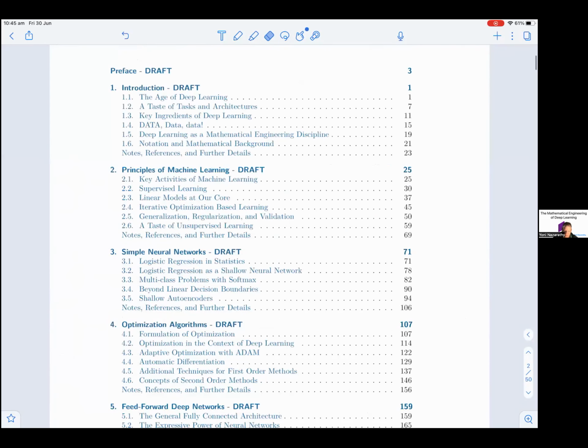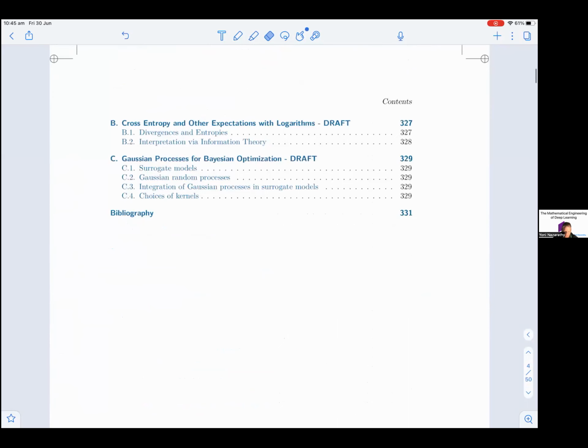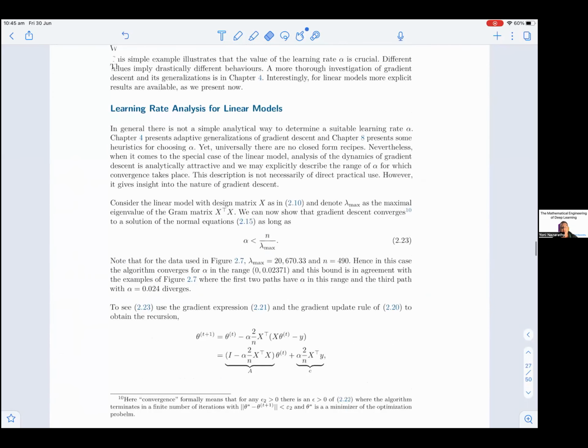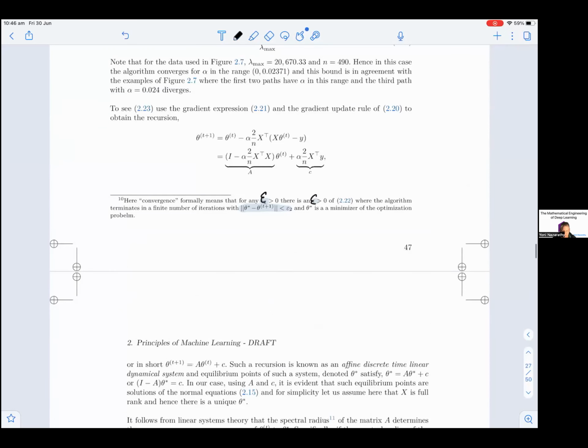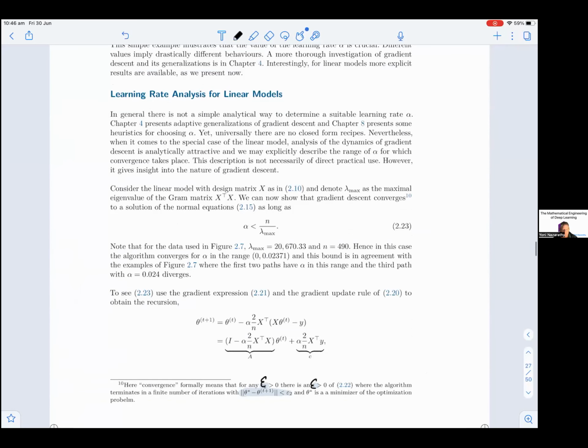A footnote about convergence. Here, convergence formally means that for any epsilon 2, there is an epsilon where the algorithm terminates in a finite number of iterations where the norm of theta star minus theta t plus 1 is less than epsilon 2. So if you want to get as close as epsilon 2, you can set some epsilon in the algorithm, and that implies that you converge. That's just a bit of a formal definition of what we mean by the algorithm converging. It's not so important.